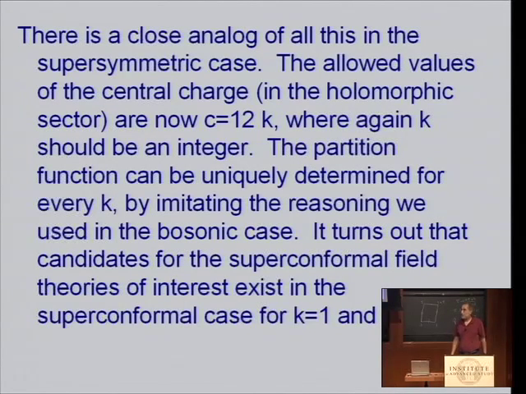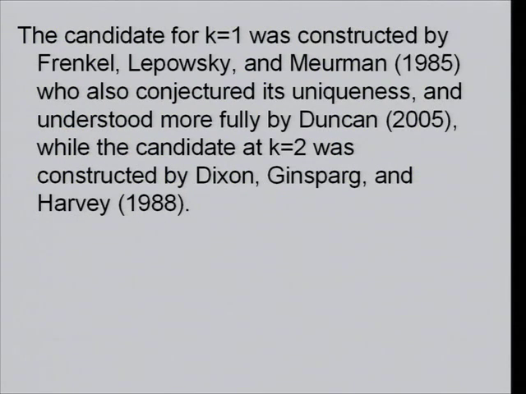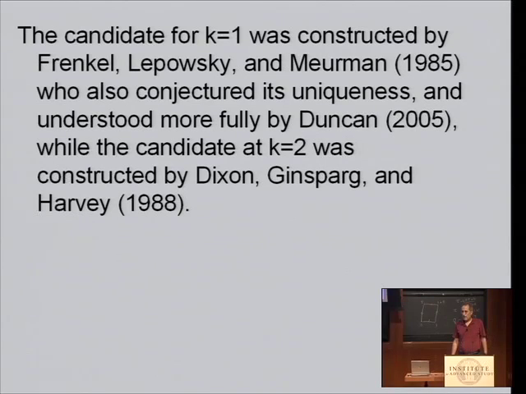There's a close analog of this in the supersymmetric case. The allowed values of the central charge are 12K, roughly speaking. There's a little sleight of hand that you can read about in the paper. Again, you can more or less uniquely determine the partition function by similar reasoning. And there are candidates for the right theories if K is 1 or 2 in this case. The K equals 1 theory was again constructed by Frenkel, Lepowsky, and Meurman, and understood more recently by a student of Frenkel's, John Duncan, while the k equals 2 theory was constructed by Dixon, Ginsparg, and Harvey by making a twist, so to speak, of the original FLM construction.